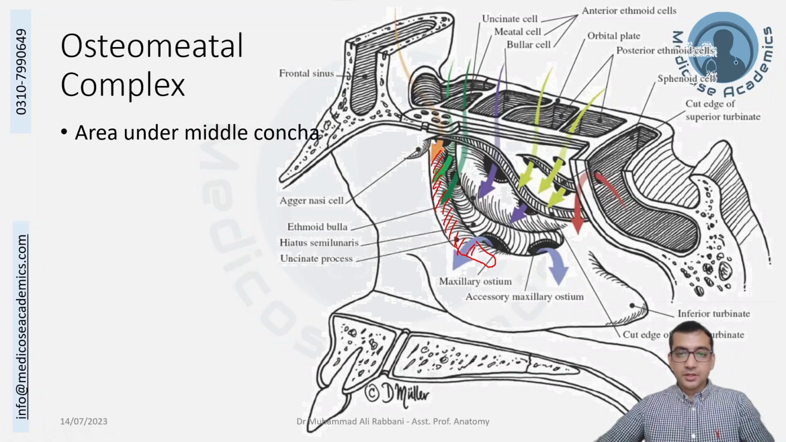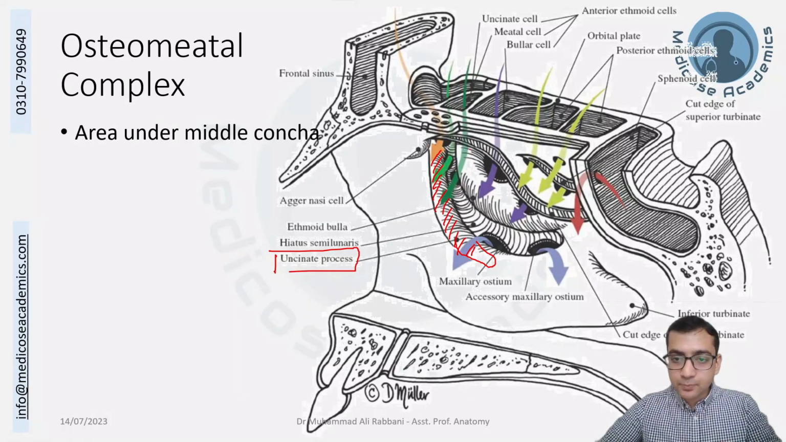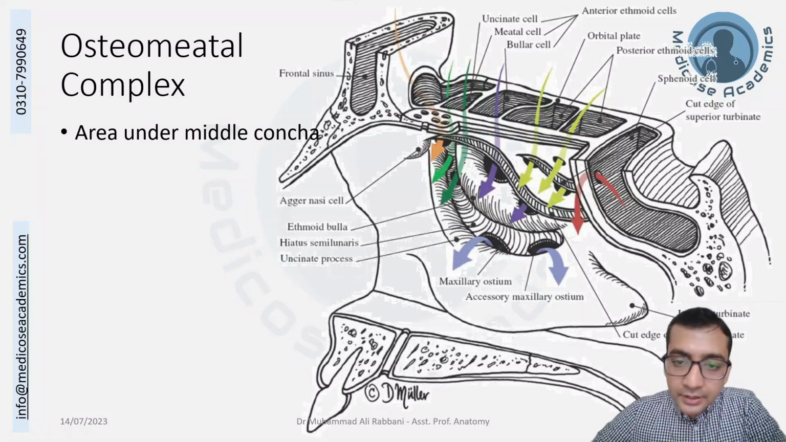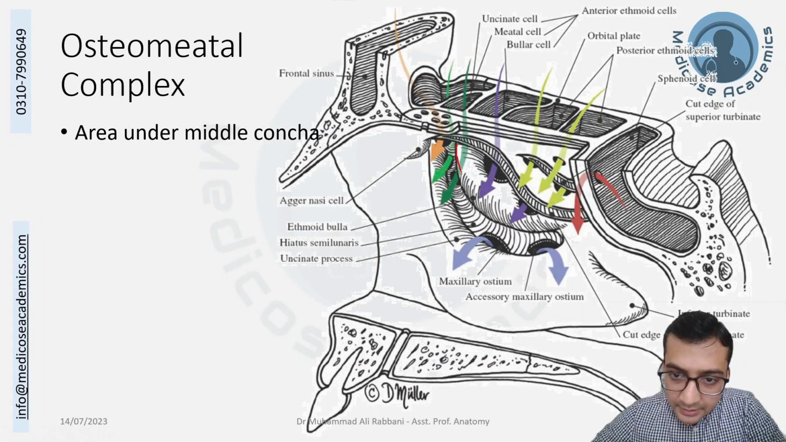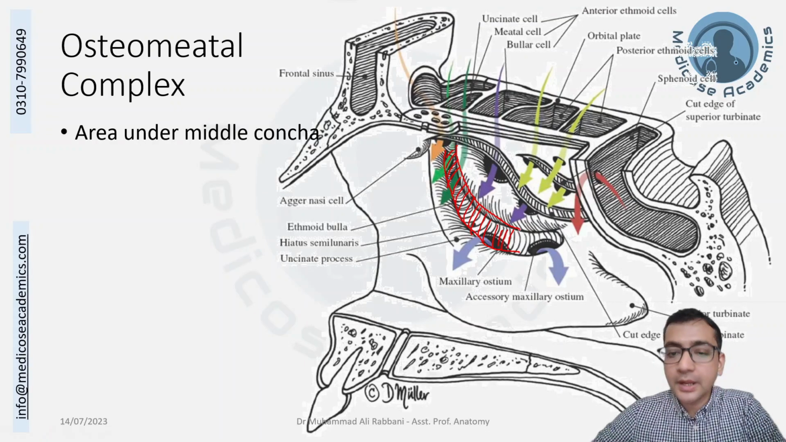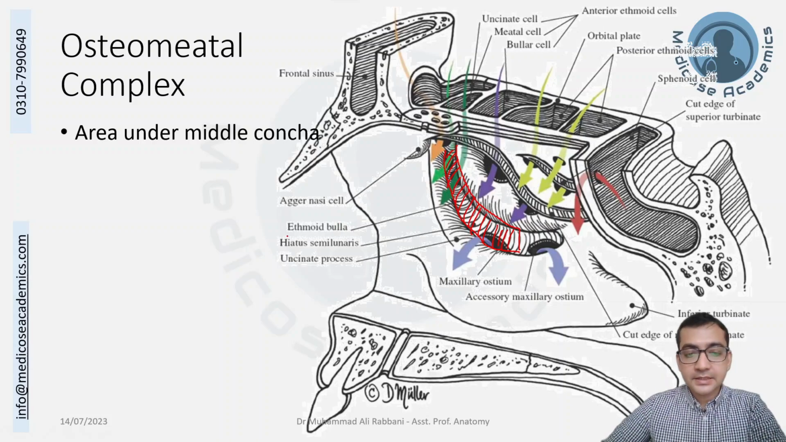Between the margins of the two structures, this uncinate process, and then there is the bulla ethmoidalis. Here is the bulla ethmoidalis, and in between them, if we fit a piece of paper between the anterior margin of the bulla and the posterior margin of the uncinate process, this piece of paper, this 2D space, will be known as the hiatus semilunaris.